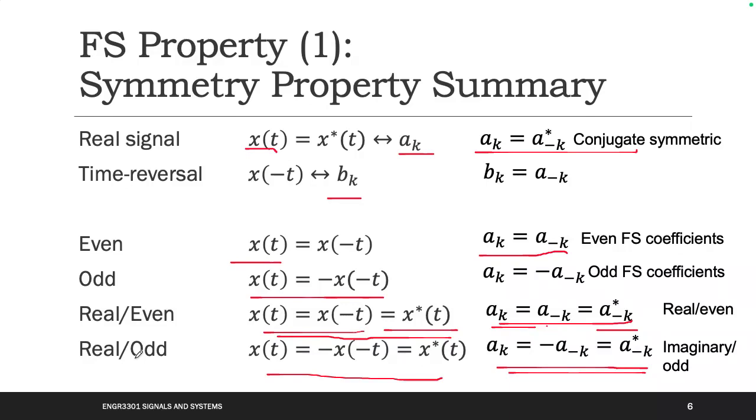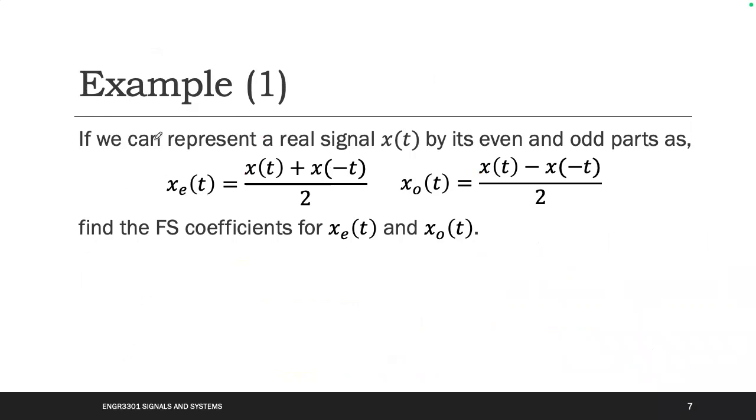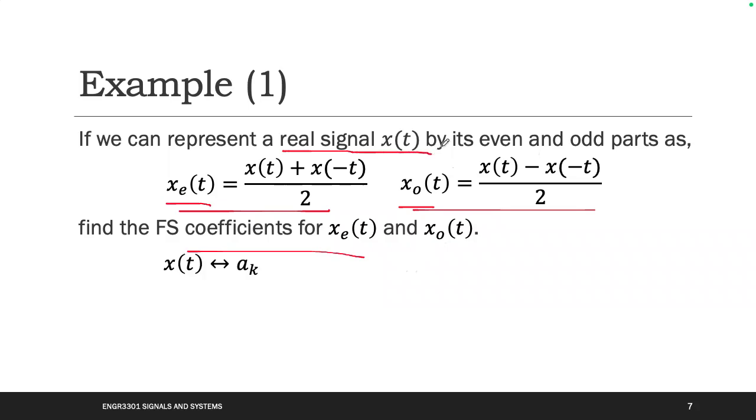Okay, let's check one example. We can represent a real signal x(t) by its even and odd part as in this equation. We talked about it in chapter 1, if you remember that. Find the FS coefficients for x(t), for this part, and for this one. We know this is a real signal, am I right? So what does that mean?